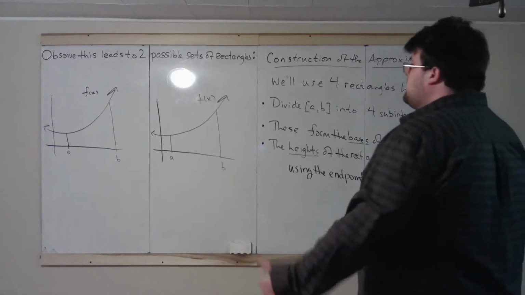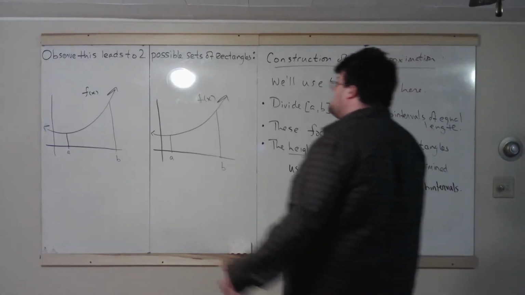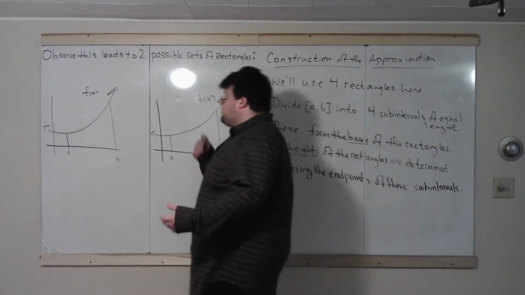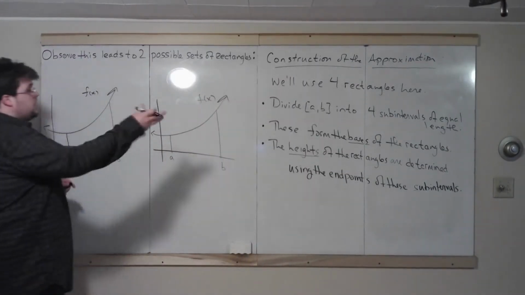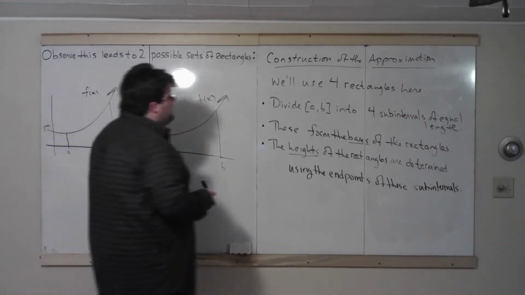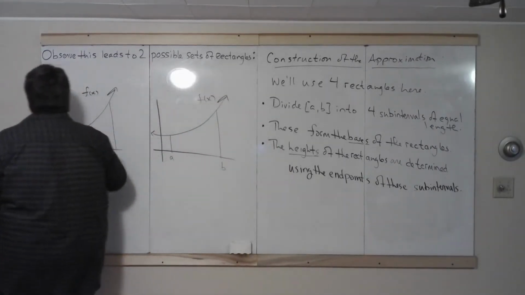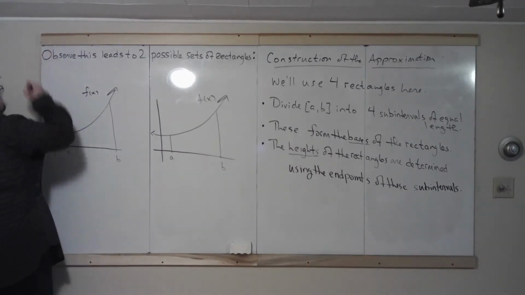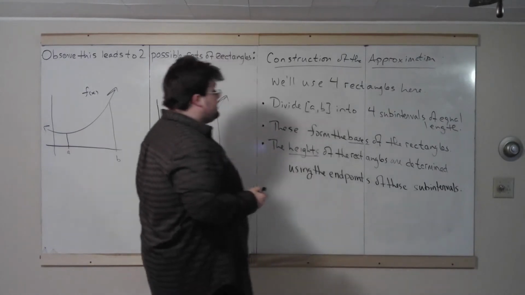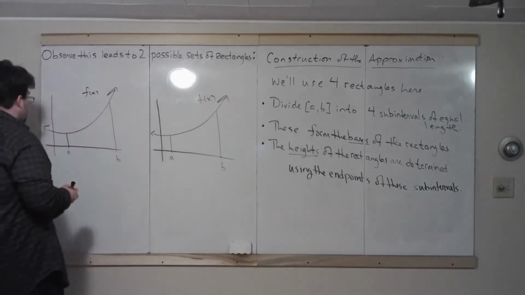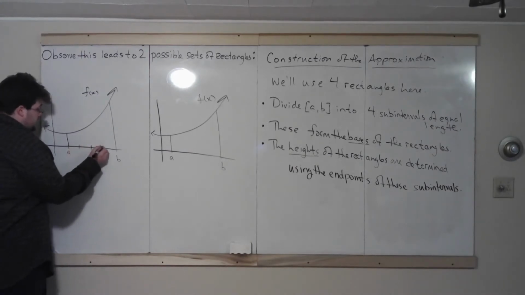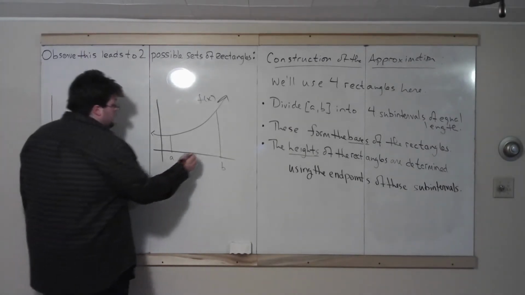Over here, we'll illustrate the 2 possible sets of rectangles. So these are supposed to be that same function. We have the interval a to b. What are we going to do? We're going to use 4 rectangles because that's part of this construction. Actually, this should really be a 4th bullet point under that. Divide a to b into 4 subintervals of equal length. 4 is convenient because you could just divide it in half, divide it in half.